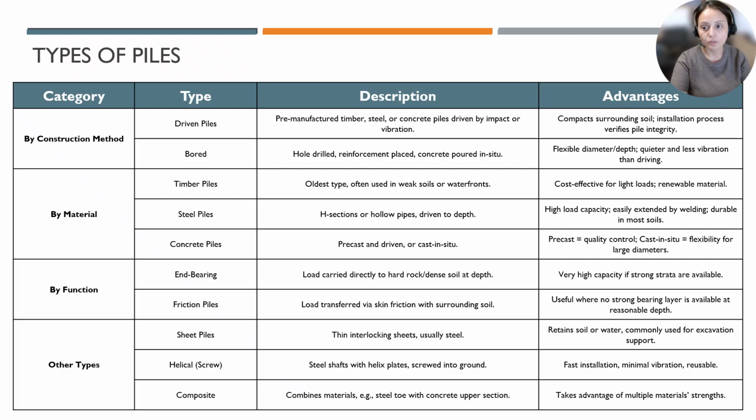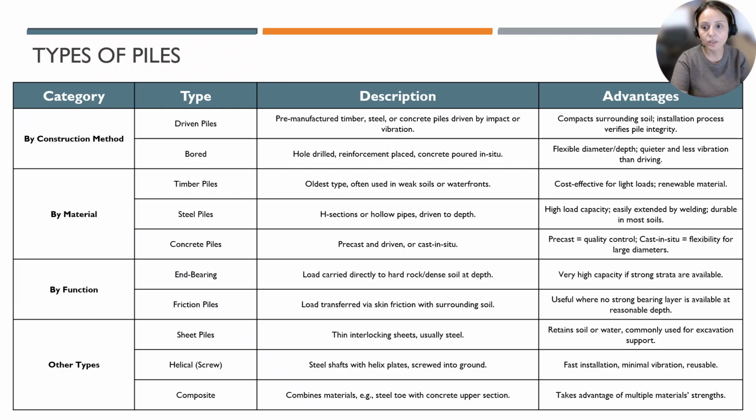The other method is bored piles, also called cast in situ piles. For these, a hole is drilled, reinforcement is placed, and concrete is poured right on site. These are more flexible. You can go larger in diameter and deeper in length. They're also much quieter and produce less vibration, which can be very helpful in urban areas.